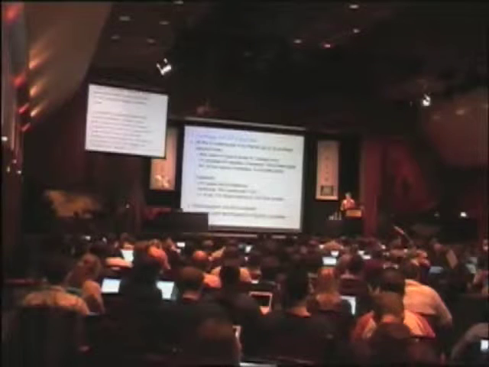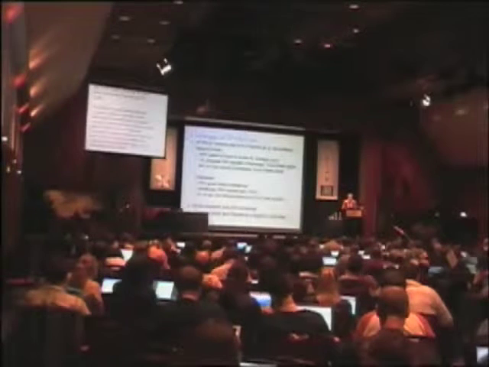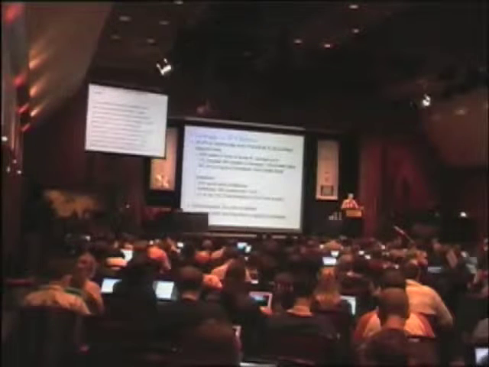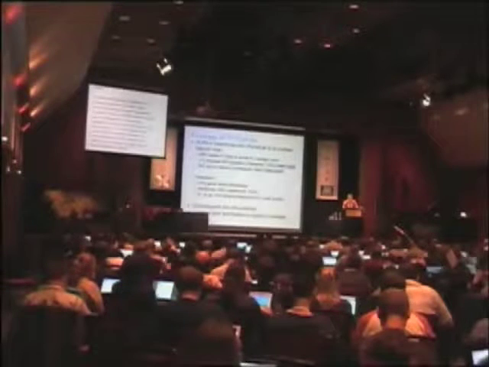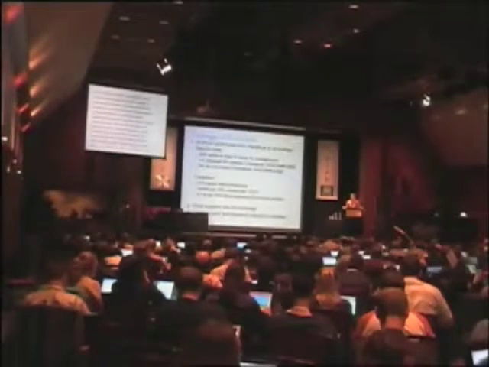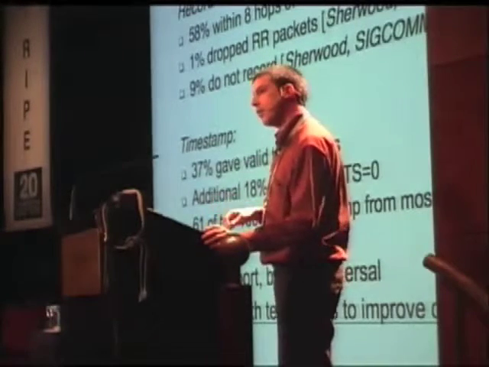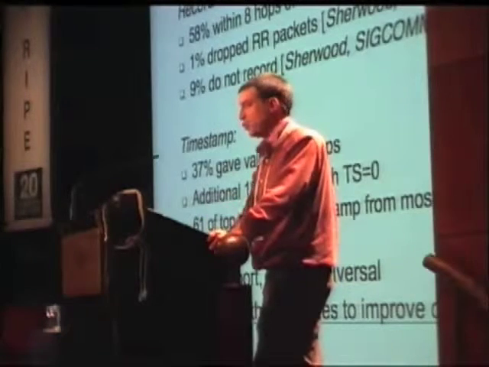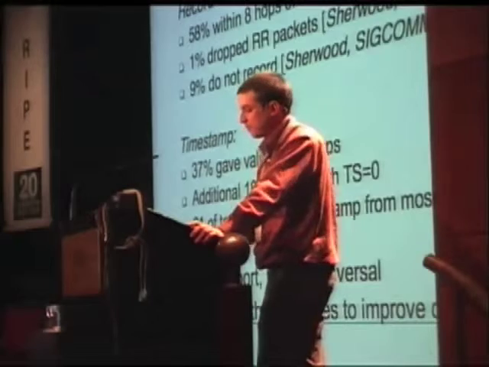We found that 58% of the IP addresses that we observed were within 8 hops of some PlanetLab node. This means that more than half of them are close enough for us to measure from some vantage point using record route and get a reverse hop. Last year, Rob Sherwood presented a study at SIGCOMM where he looked at record route support. He found that about 1% of the routers observable from PlanetLab dropped record route packets, and about 9% don't record but don't drop the packet. They'll pass it on without recording.